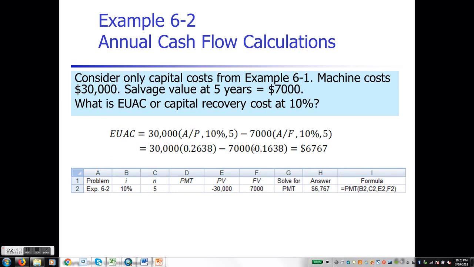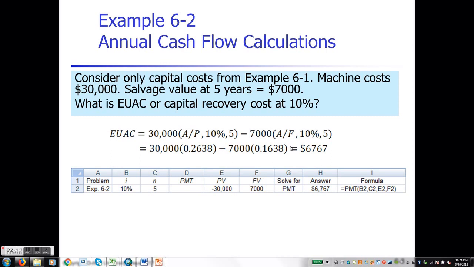If you do the multiplication, it's going to be negative, correct? But because you already are saying equivalent uniform annual cost, because it's negative, you are referring mainly to the cost. So that's the reason why we call it equivalent uniform annual cost. So it's going to be negative, correct?